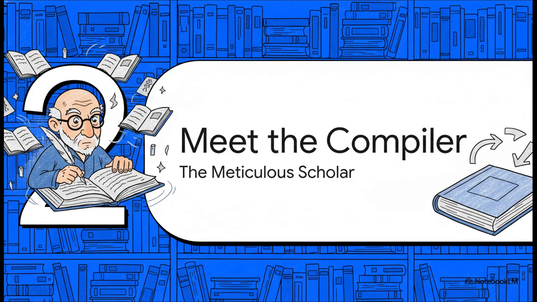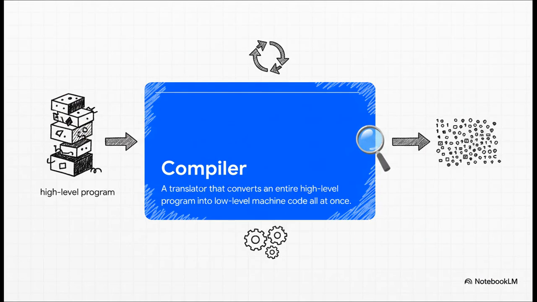The best way to think about a compiler is to imagine a meticulous, old-school scholar. You hand this scholar your entire book, your whole program, and they lock themselves away. They then translate the entire thing, from the first page to the last, into a new language. You don't get to read a single word until they are completely 100% finished. And that's pretty much the technical definition.